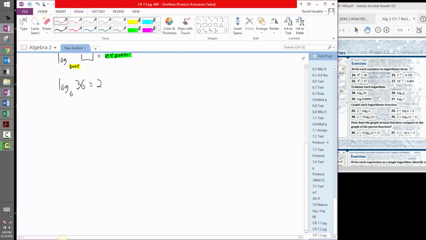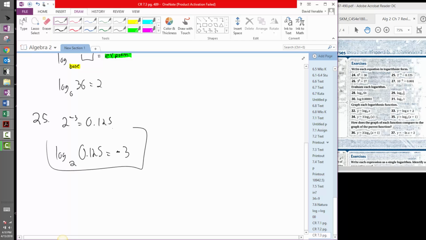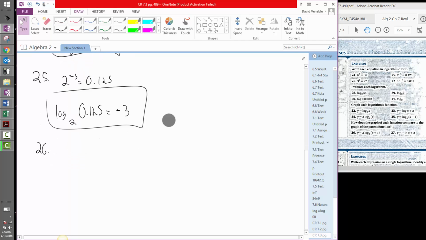Let's look at 25. We have 2 to the negative third power is equal to 0.125. Well, what's 2? 2 is your base. So you do log base 2 of 0.125 is equal to, you always put the exponent here, negative 3. This is your solution. Okay? Number 26.